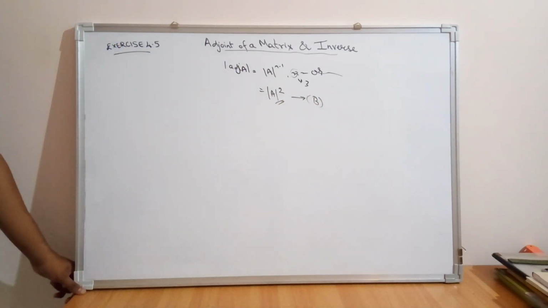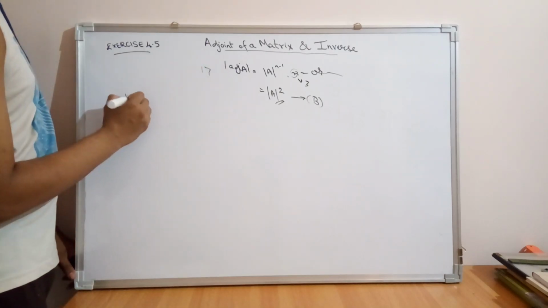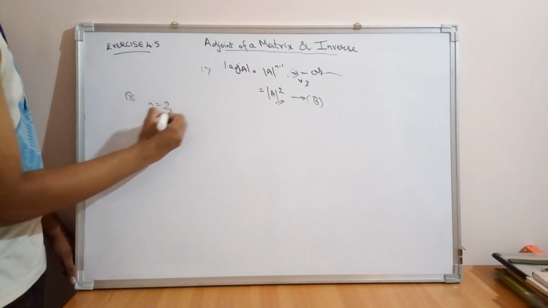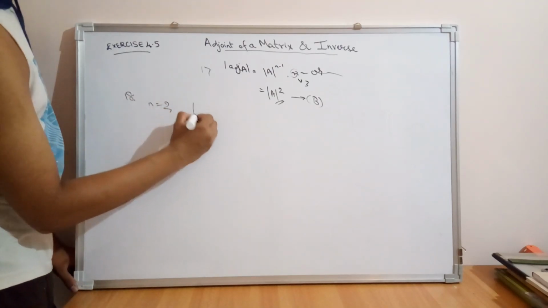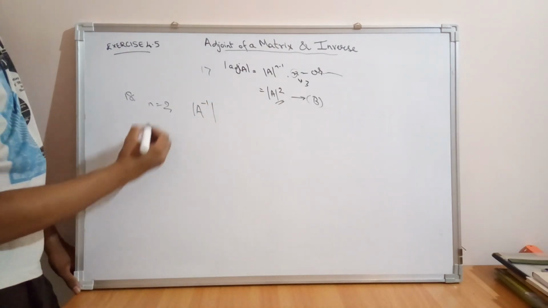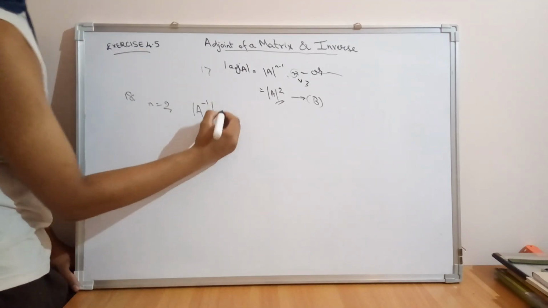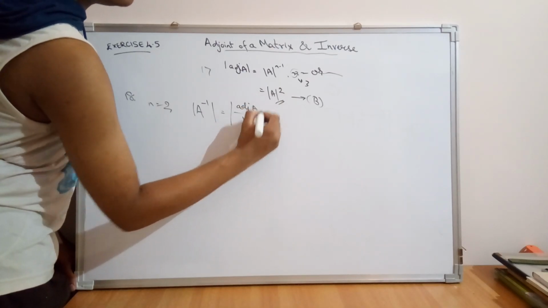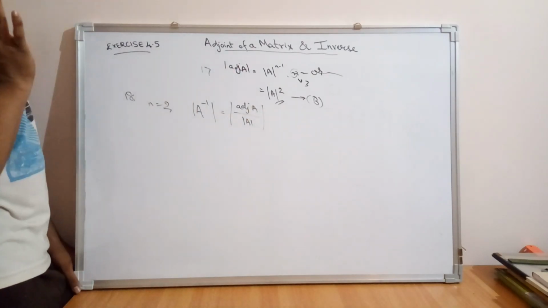Okay. Next we'll move on to the 18th question. The 18th question is a little bit twisty here. If A is an invertible matrix, that refers to it being non-singular. Then it is given order is equal to 2, n is equal to 2, and you are asked to find the det of A inverse. So if we find the det of A inverse, it has to be det of adjoint of A divided by det A. First of all we'll find out what is there inside.